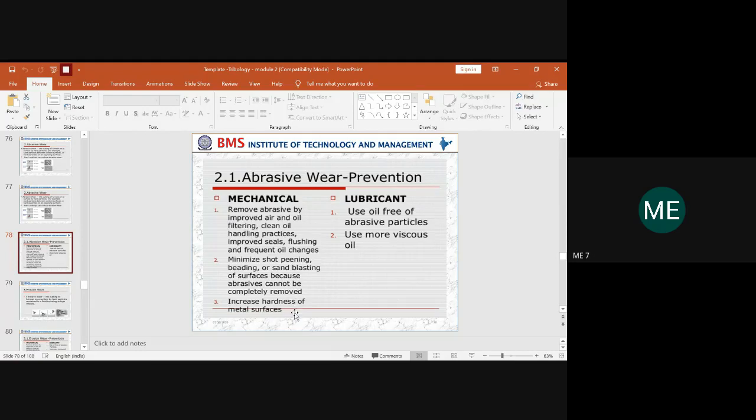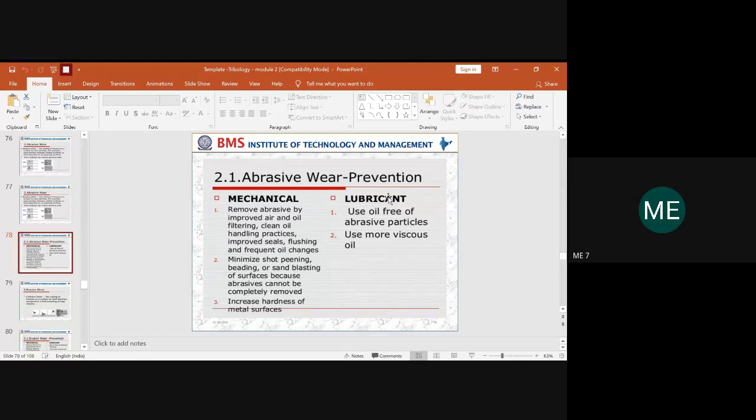And thirdly, the option is to increase the hardness of the metal surface. Means the soft material you are using, the hardness of that soft material has to be improved. So the only option is to use some hard coating which has proper adhesion to the soft surface, so that the hardness across the contact area will be increased. If you do that, it also helps in overcoming abrasive wear. So these are the three options you have to consider from a mechanical perspective.